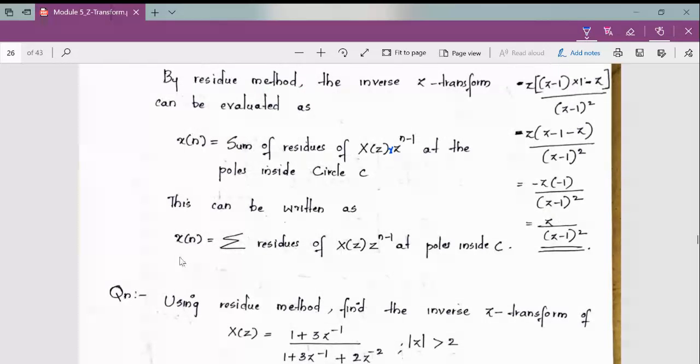And in total we can write the equation like this: x of n is equal to the summation of residues of x of z into z raised to n minus 1 at the poles of the residue.